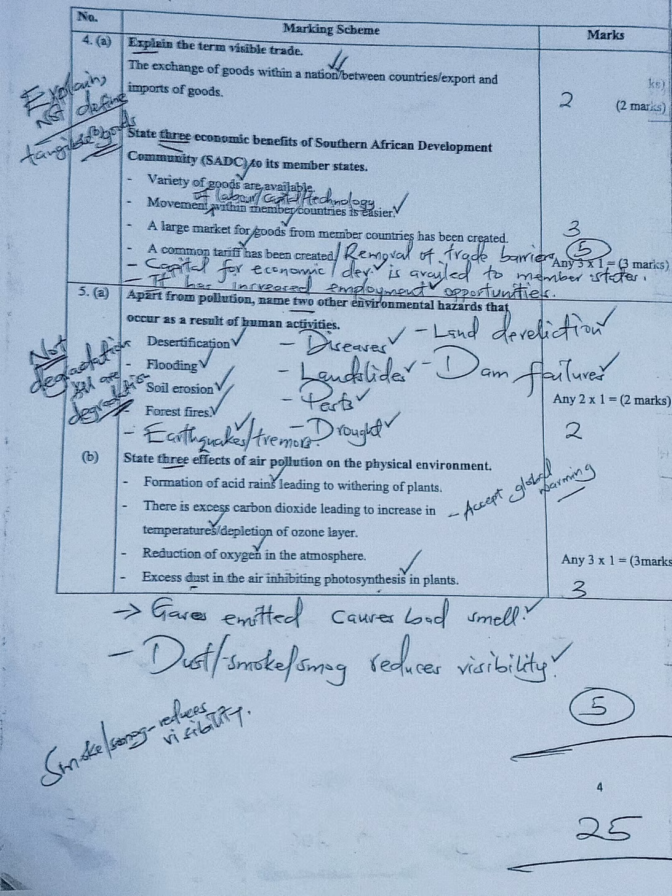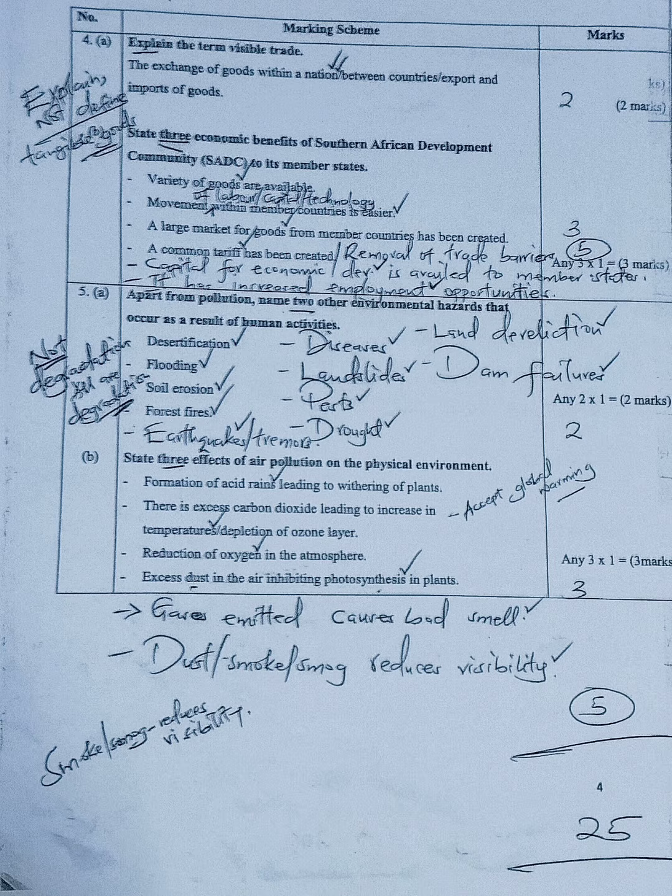Alright, question 5B, state 3 effects of air pollution on the physical environment. Again, this is a statement. So we're giving effects of air pollution on the physical environment. So it can lead to formation of acid rains, leading to withering of plants. It can lead to excess carbon dioxide in the atmosphere, leading to increase in temperatures, or leading to depletion of ozone layer, or you can also say leading to global warming.